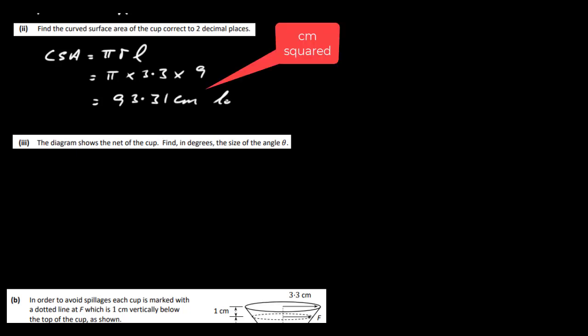Find the curved surface area of the cup correct to 2 decimal places. Okay, so the curved surface area is pi r L. So that's going to be pi times 3.3 times L, which is the slant height, which is 9. That gives us 93.31 square centimeters, and that's to 2 decimal places. Okay, so that's part 2.